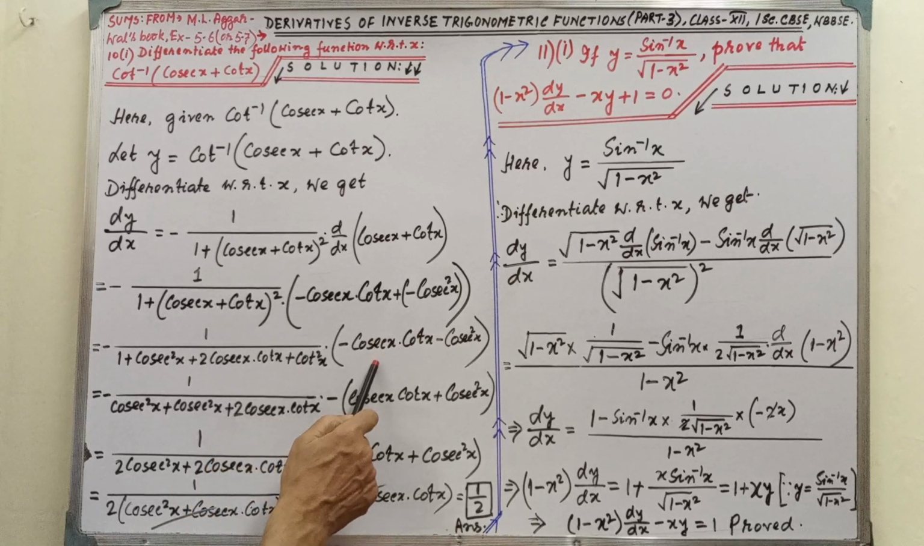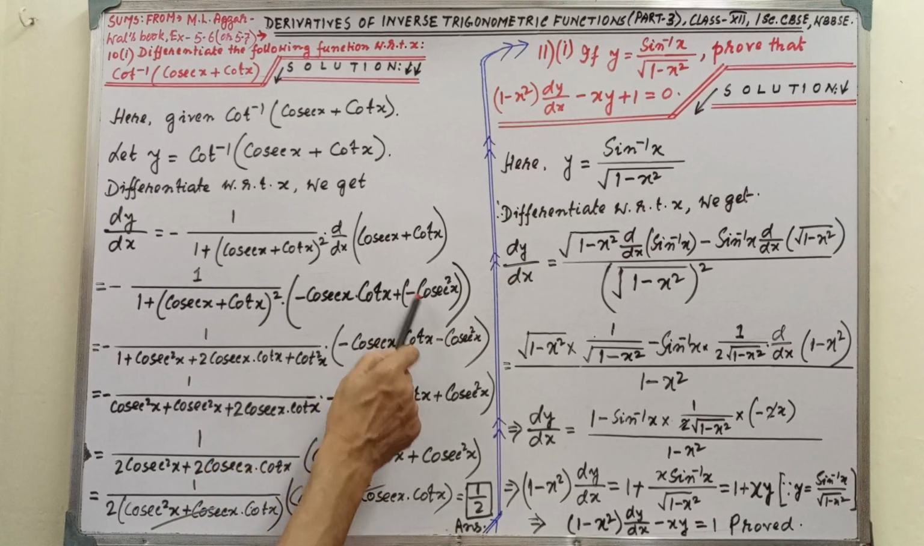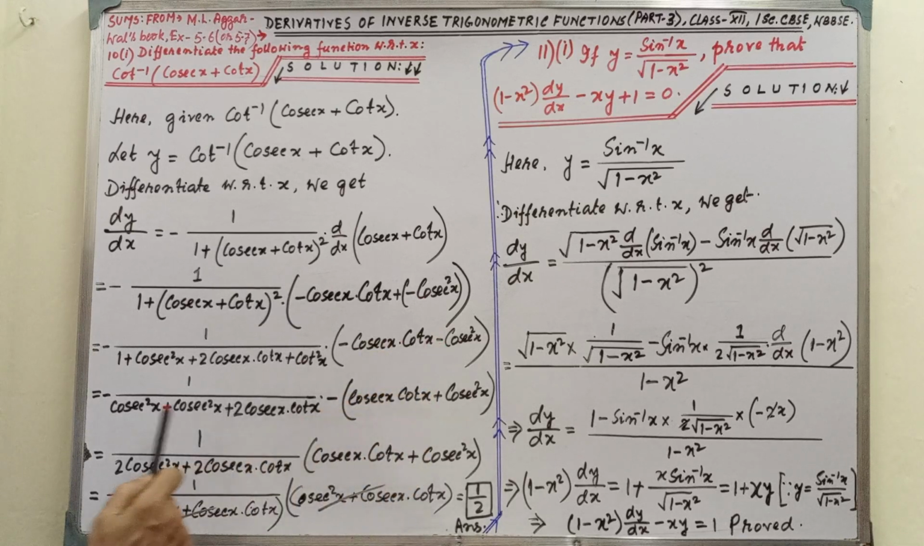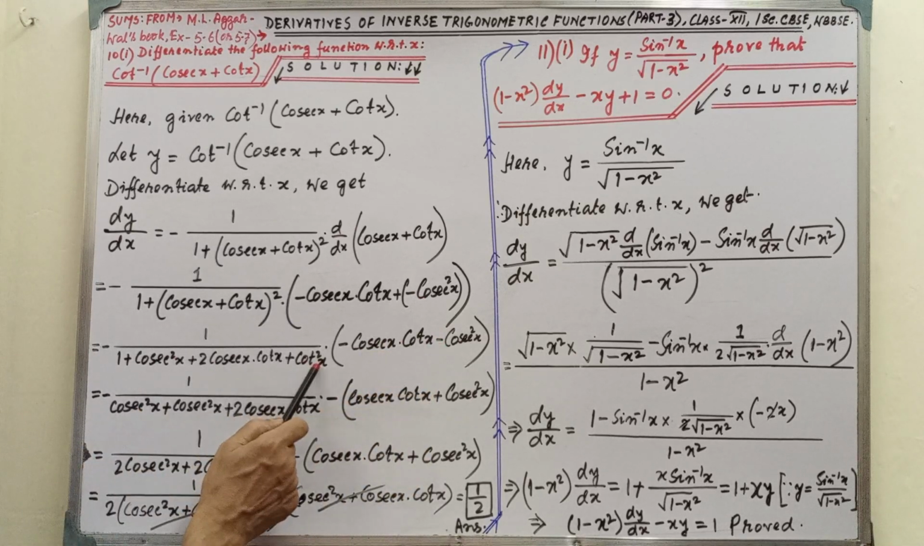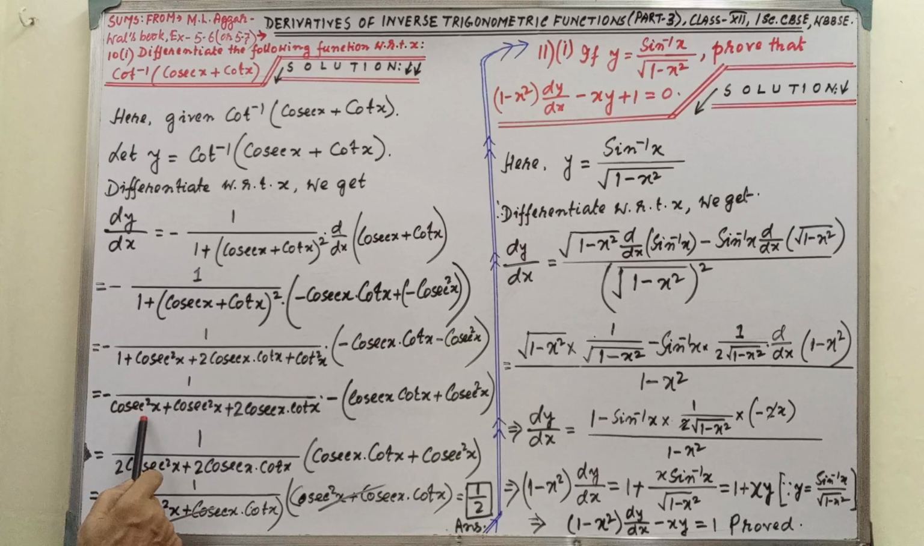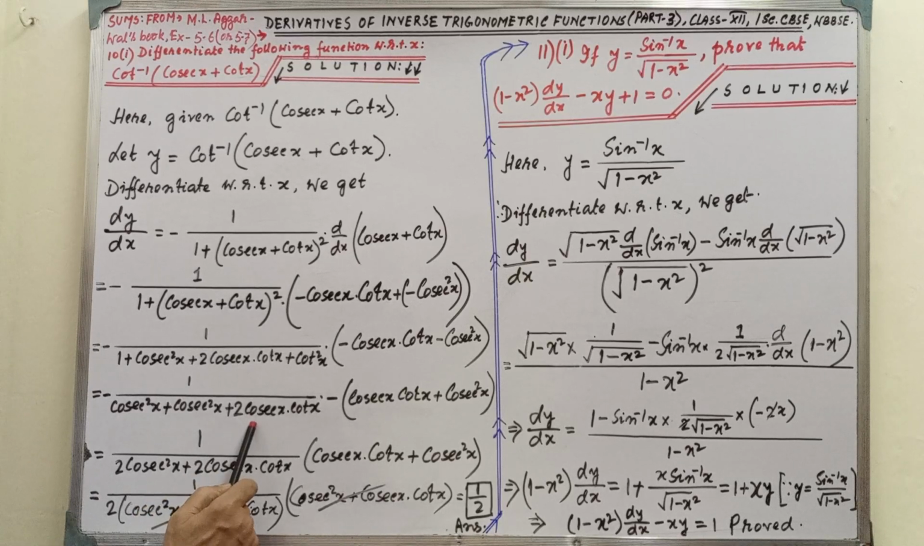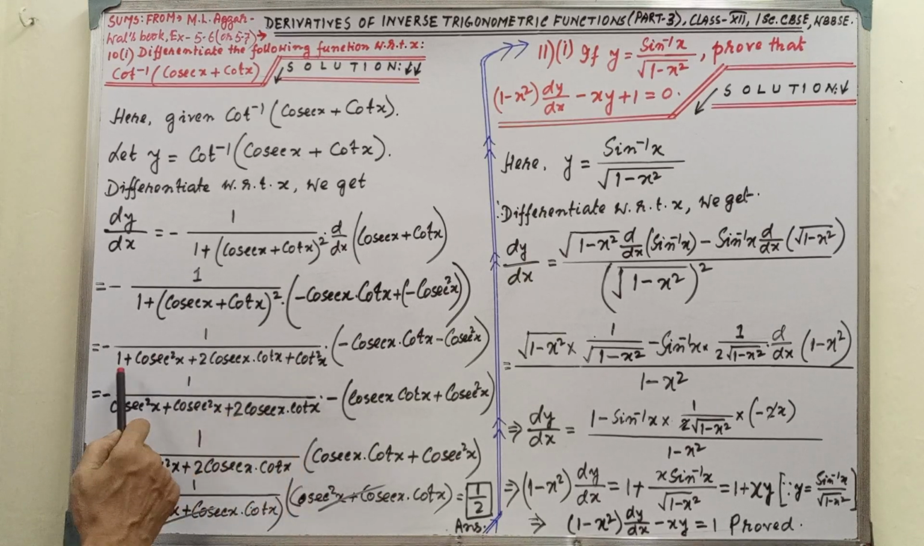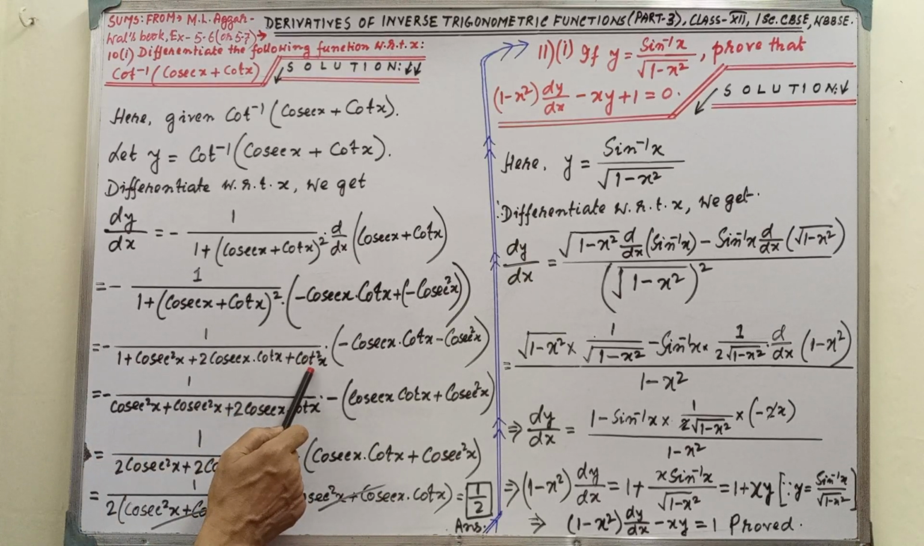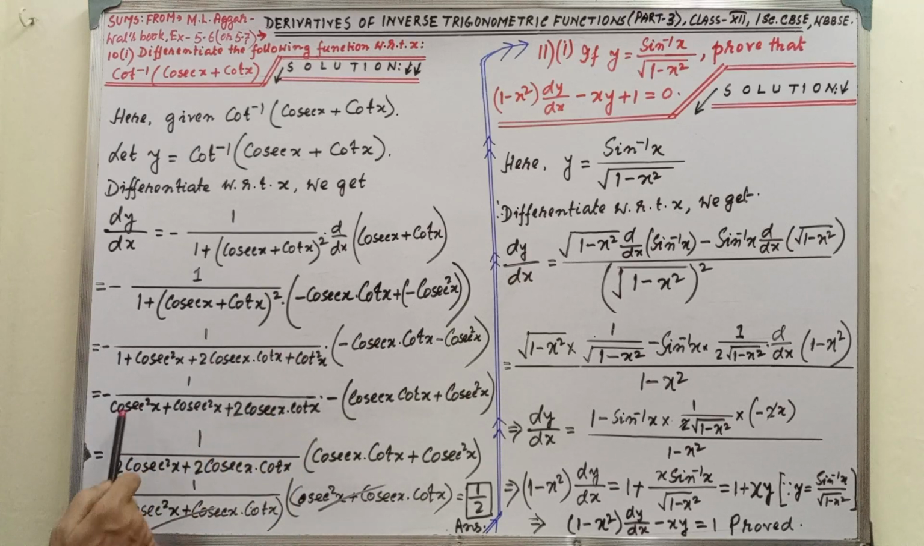And now we are simplifying this: plus minus will be minus, and 1 plus cot square x is cosec square x, and cosec square x, here is given cosec square x plus 2 cosec x cot x. Here in place of 1 plus cot square x, we have written cosec square x, because 1 plus cot square x equals cosec square x, that you have learned in class 9, and it will remain as it is.